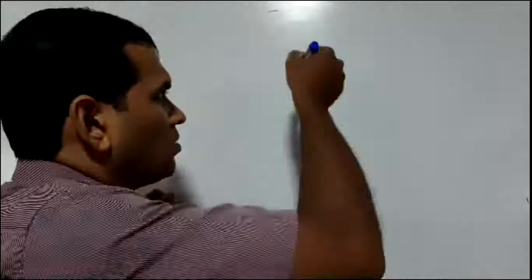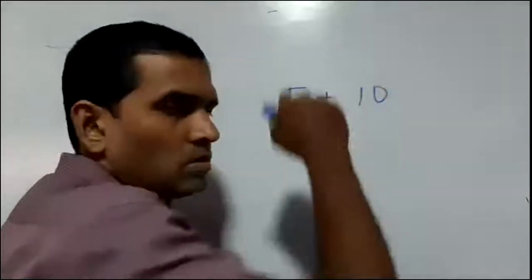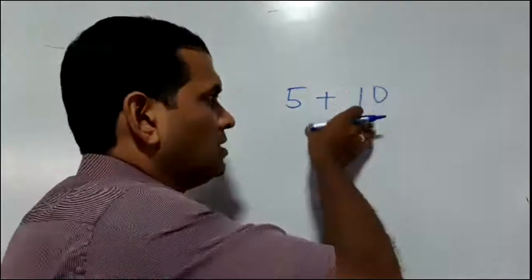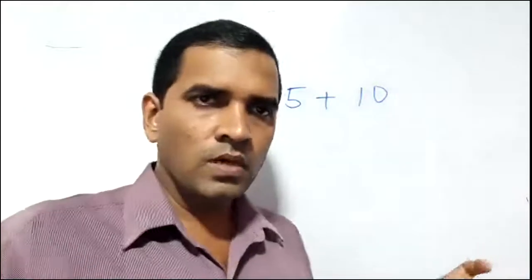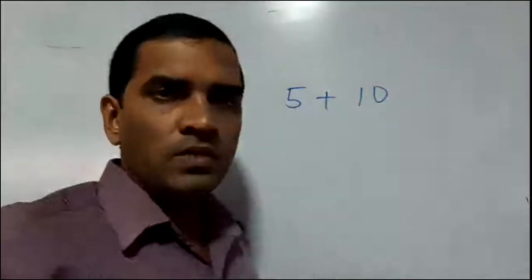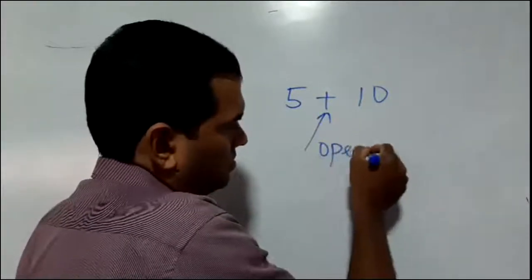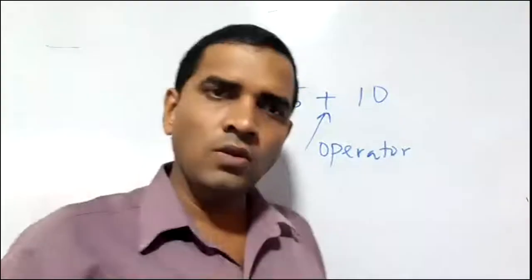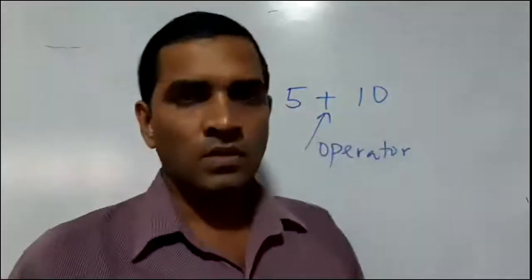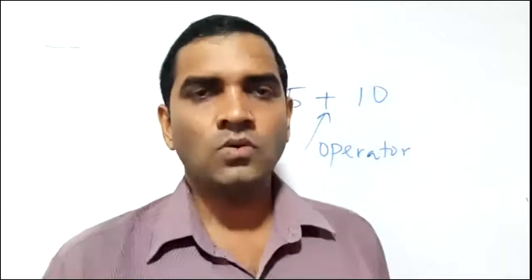For example, according to mathematics, if I want to add the numbers 5 and 10, this is the format to be followed. You need to write your figures on two sides and keep your operator in between, right? So this is called an operator, because this can do an operation. What is the operation done by this plus? Addition. Since it can perform an operation, it is called an operator.